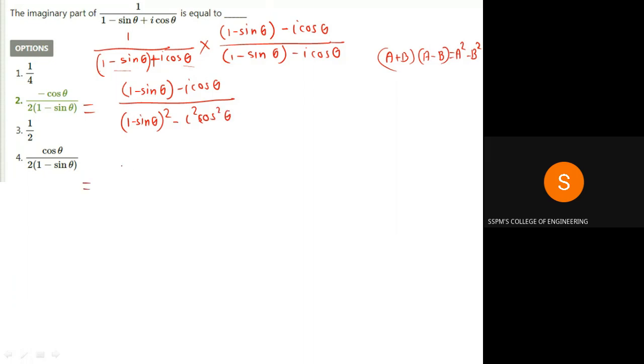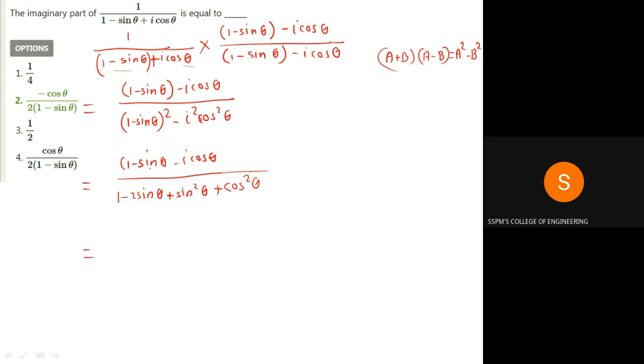Next step: 1 minus sine theta minus i cos theta divided by, so what is the square of 1 minus sine theta? It is 1 minus 2 sine theta plus sine square theta, isn't it? Plus, what is i square? I square is minus 1, so minus into minus 1 is plus, and cos square theta we can write as it is. So 1 minus 2 sine theta plus sine square theta plus cos square theta.